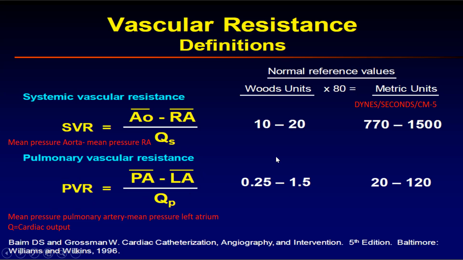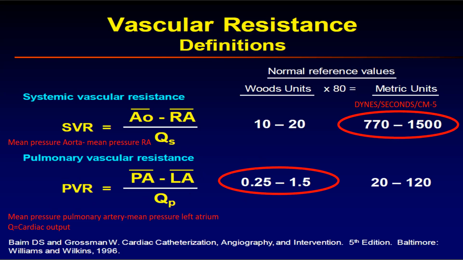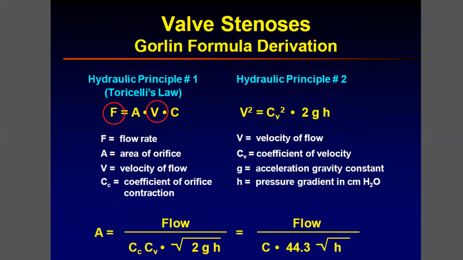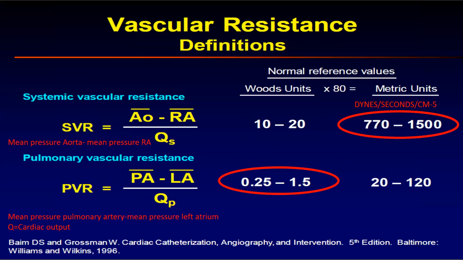Okay, and the threshold to diagnose pulmonary hypertension is everything that is higher than 3 Wood's units. So anything that is higher than 3 Wood's units is considered pulmonary arterial hypertension. All right. So that is vascular resistance.